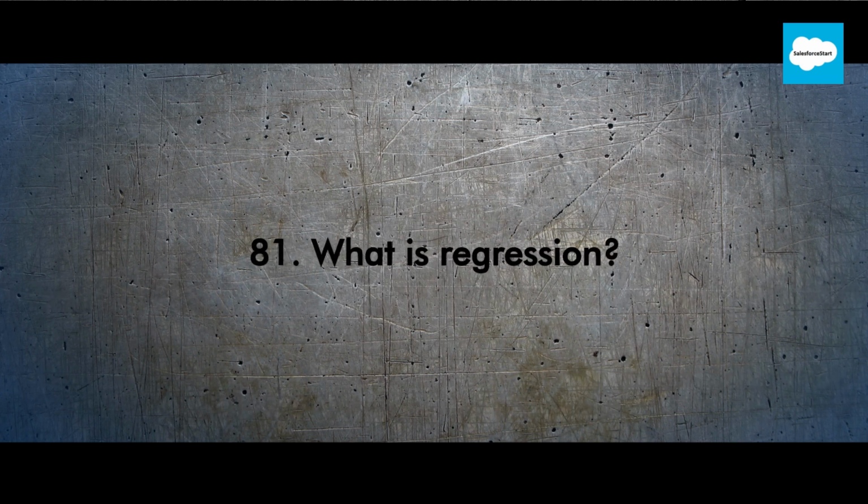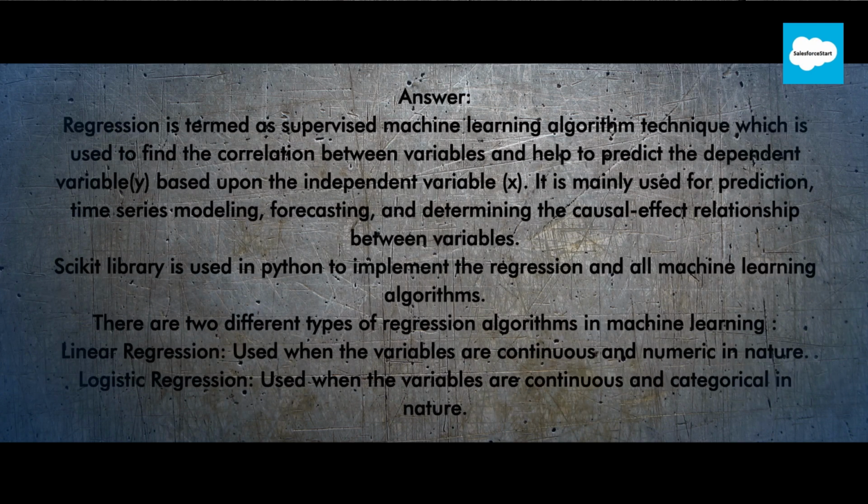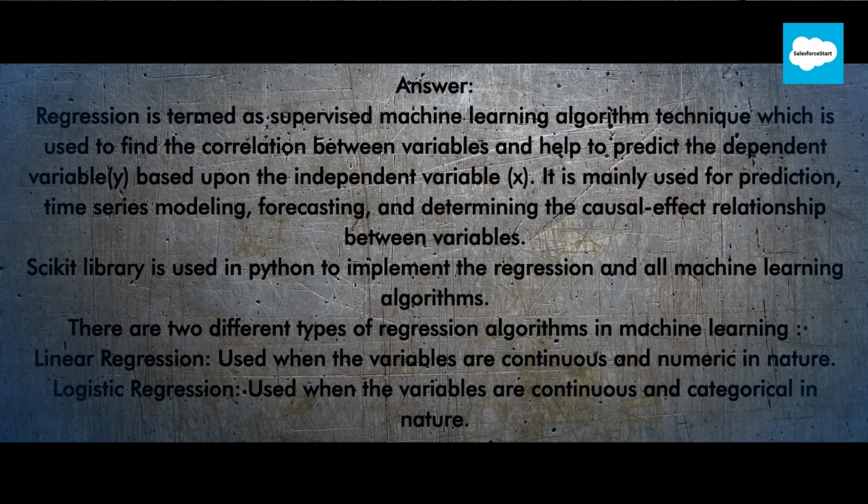81. What is regression? Answer. Regression is termed a supervised machine learning algorithm technique which is used to find the correlation between variables and help to predict the dependent variable, y, based upon the independent variable, x. It is mainly used for prediction, time series modeling, forecasting, and determining the causal effect relationship between variables. The scikit-learn library is used in Python to implement regression and all machine learning algorithms.